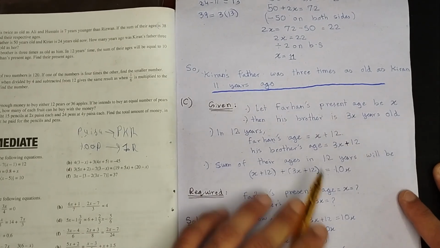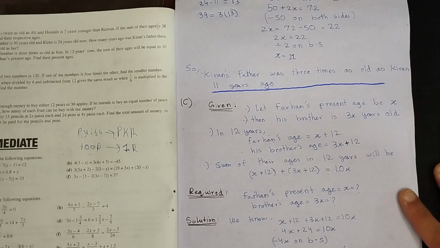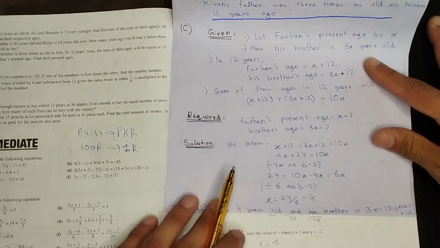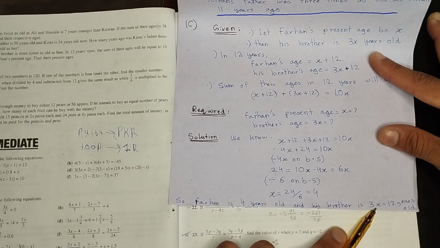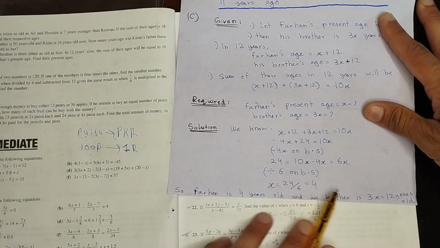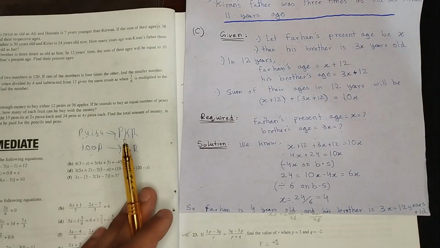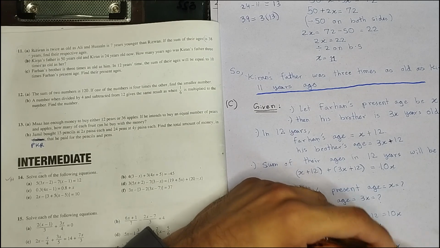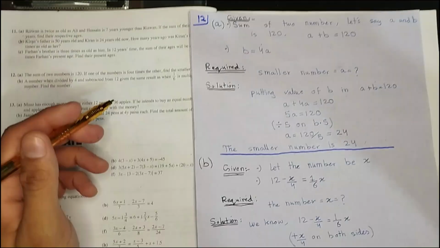Once you find the value of x, all you need to do is multiply it with 3 to find the brother's age as well. So Farhan's age is 4 years old, and his brother is 3 multiplied with x. What was x? x is 4, so 3 multiplied with x is 12 years old. We found his age and we found his brother's age as well. 3 multiplied with 4 is 12, so his brother is 12 years old. That takes care of question number 11.